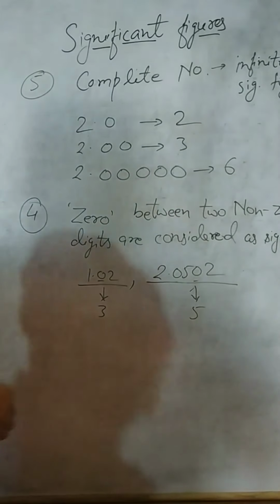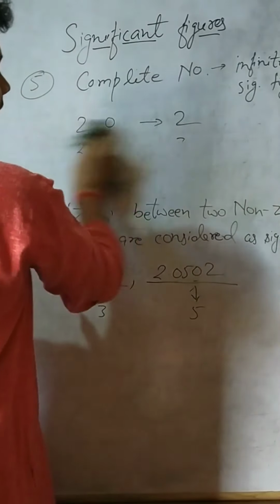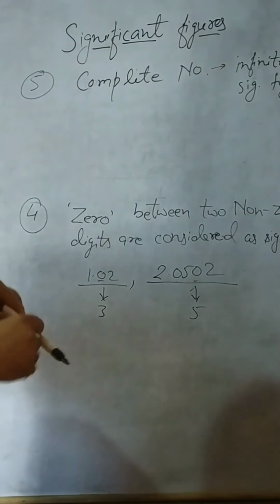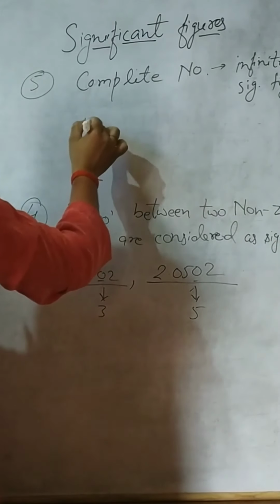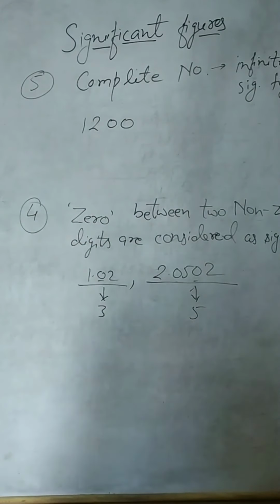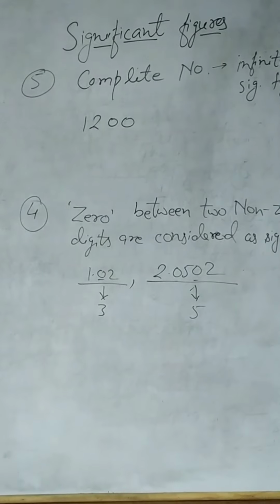Understood? Now, one more important thing. How can we write it in the form of scientific notation? For example, if we have 1200, in many books it is written that it has significant figures of only 2 digits.